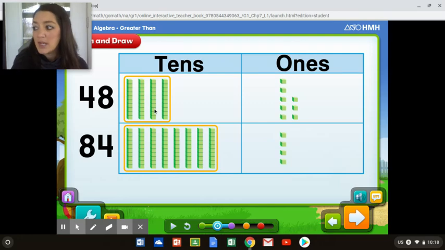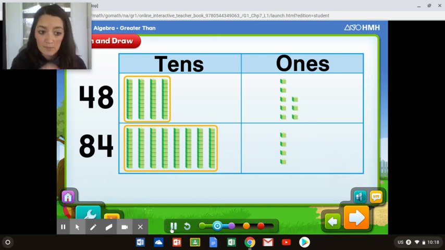Well, this one has 4 tens, this one has 8 tens. So we know that there's more tens in this one right here in 84. So 84 has to be greater because there's more groups of tens. Now, we don't need to look at the ones because in 84, we know already that the 8 is bigger than the 4. So it doesn't matter how many ones we have. We just want to look at the tens right here.